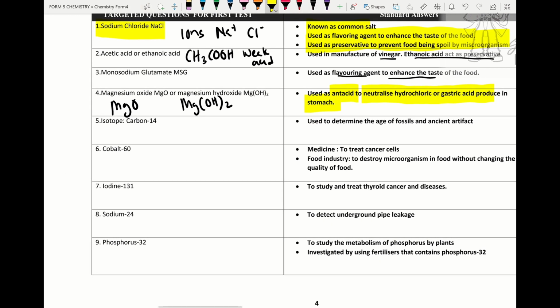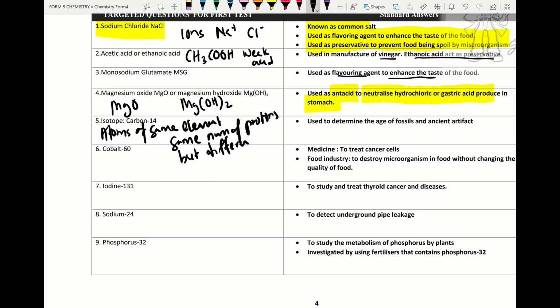And next one, under isotope. Please remember, isotopes are atoms of the same element which have the same number of protons but different numbers of neutrons. Carbon-14 isotope is used to determine the age of fossils and also ancient artifacts. Cobalt-60 is used to destroy or treat cancer cells.